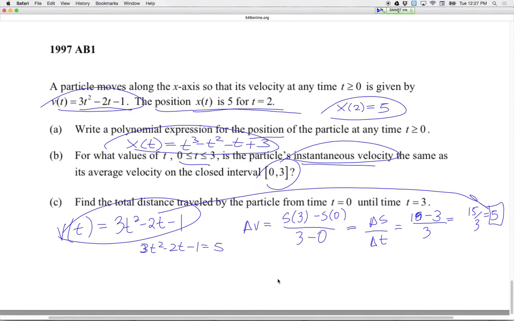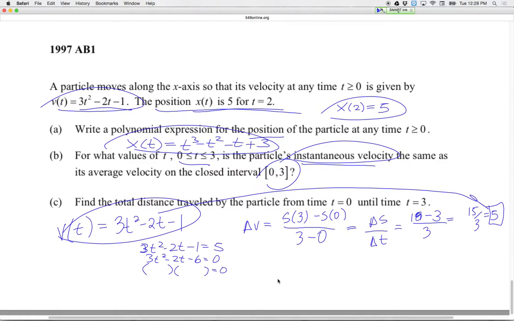Always zero it out. Okay, this is science class, zero out the scale, because you can't weigh anything unless the scale's zeroed out. All right, 3t squared minus 2t minus 6 equals 0. Can I factor anything out? No, so let's see if it factors.